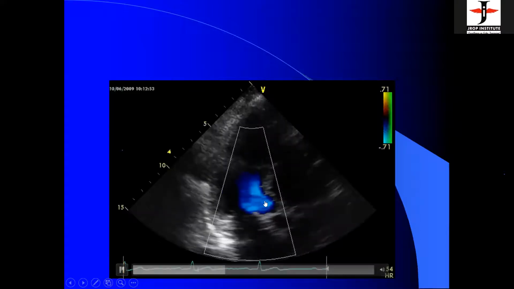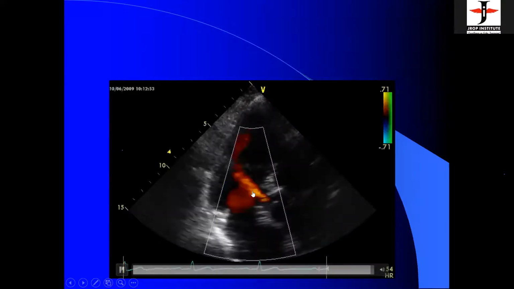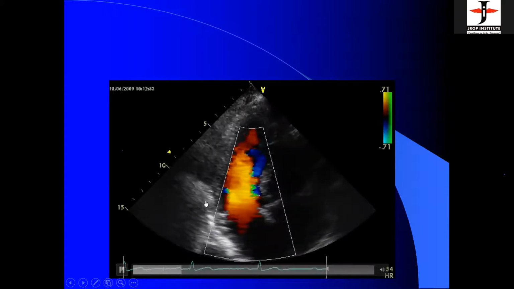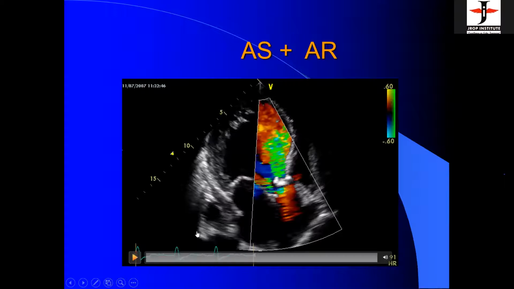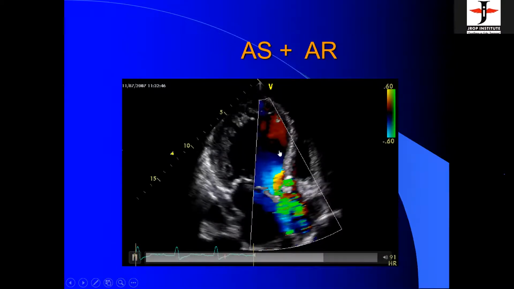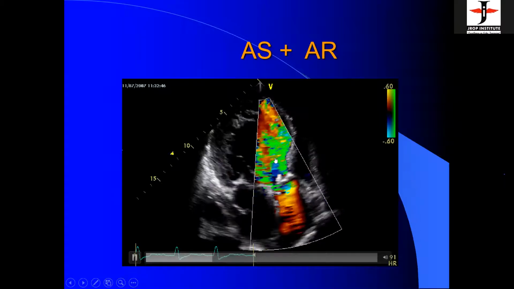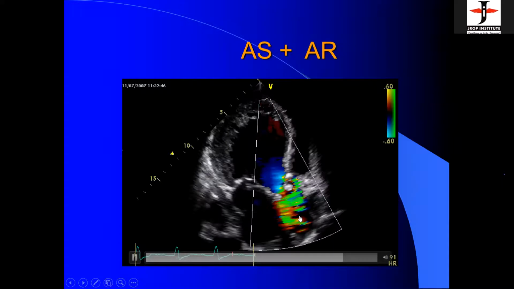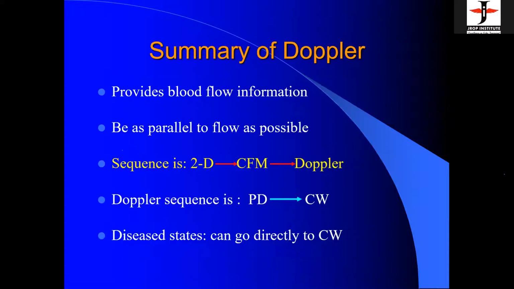uniform flow, and even this AR is not turbulent. That means it is not such a disease, and the blue flow. But here you see a turbulent flow, very marked AR with a bluish color, a greenish color, with a red flow, and these are known as turbulent flows, which you will see quite a bit of.